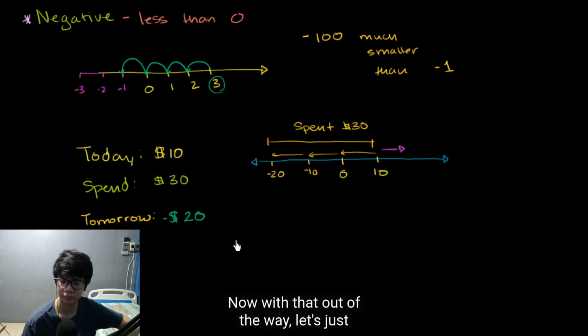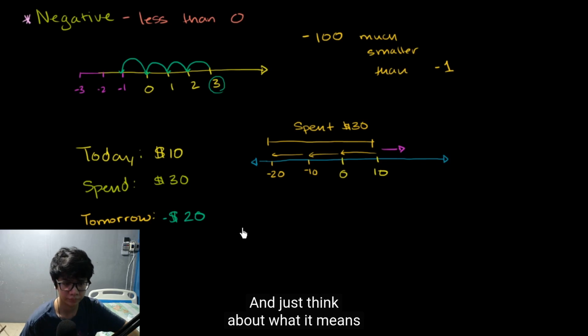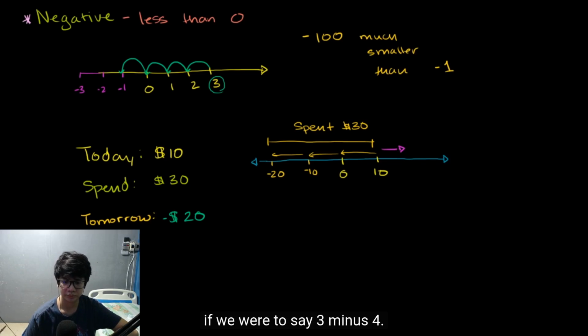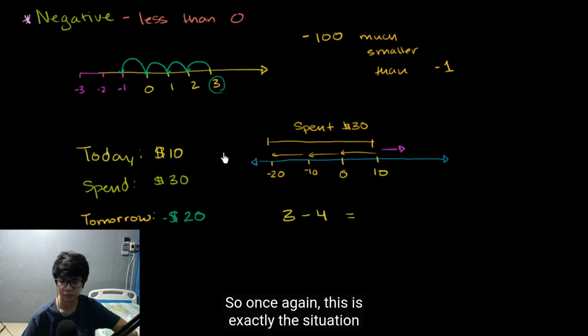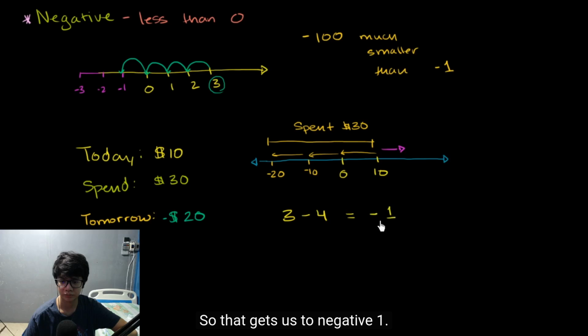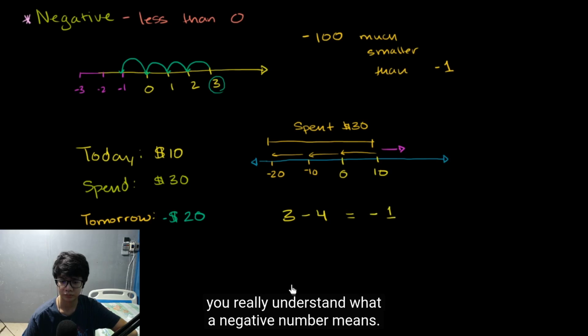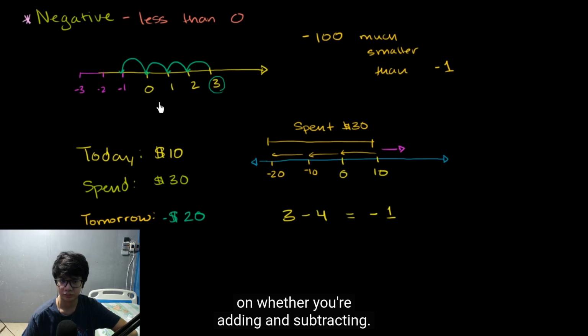Now with that out of the way, let's just do a couple more pure math problems and just think about what it means if we were to say, let's say 3 minus 4. So once again, this is exactly the situation that we did here with the temperature. We're starting at 3 and we're subtracting 4. So we're going to move 4 to the left. We go 1, 2, 3, 4. So that gets us to negative 1. And when you're starting to do this, so you really understand what a negative number means, I really encourage you to visualize the number line and really move along it depending on whether you're adding or subtracting.